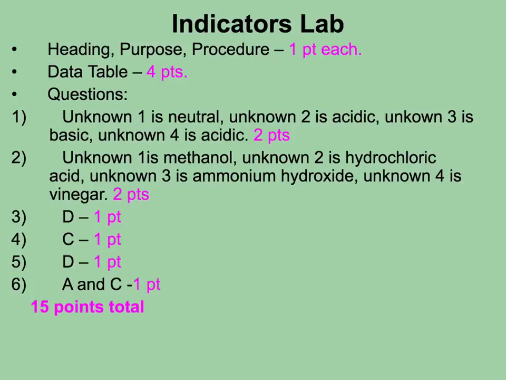Next question, the answer is D, that's 1 point. Number 4, the answer is C, that's 1 point. Number 5, the answer is D, that's also 1 point. And then finally, number 6, the answers are both A and C, that's worth a point. So if they only picked A or C, then that's half a point.